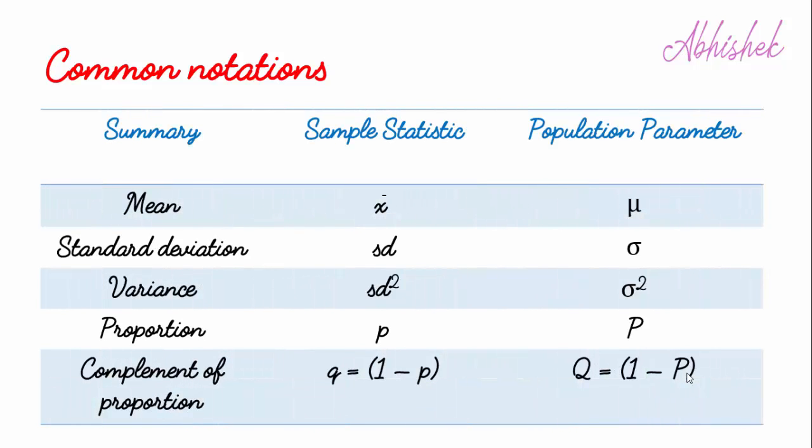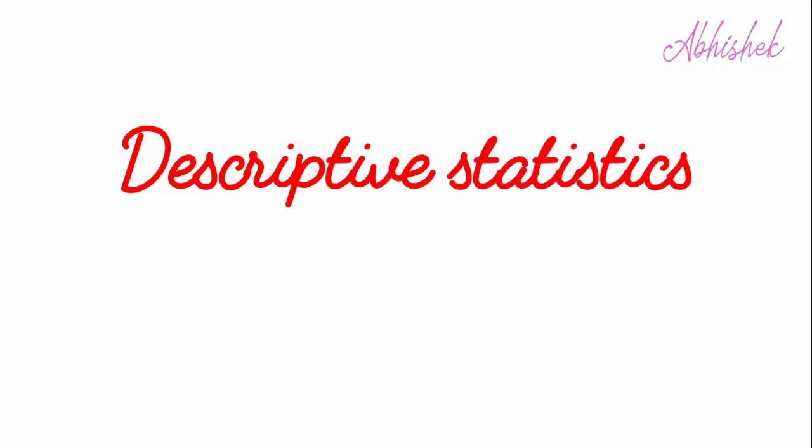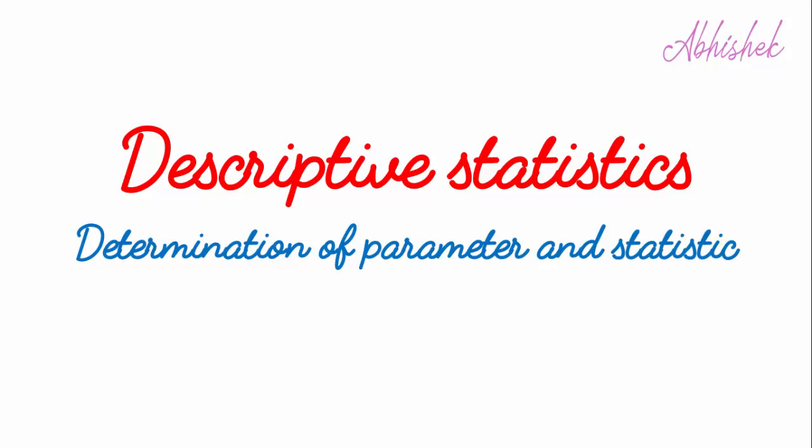We need to remember some important notations before we go further. We are going to study different descriptive factors. For example, mean is denoted as X bar for a sample and mu for a population. Similarly, standard deviation is denoted as SD for a sample and sigma for a population. Let us go to the crux of today's study, that is descriptive statistics. We are going to learn to measure the parameters or statistic.